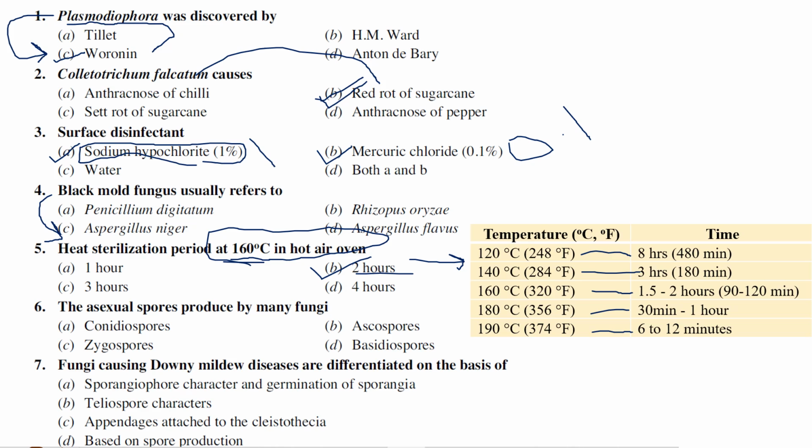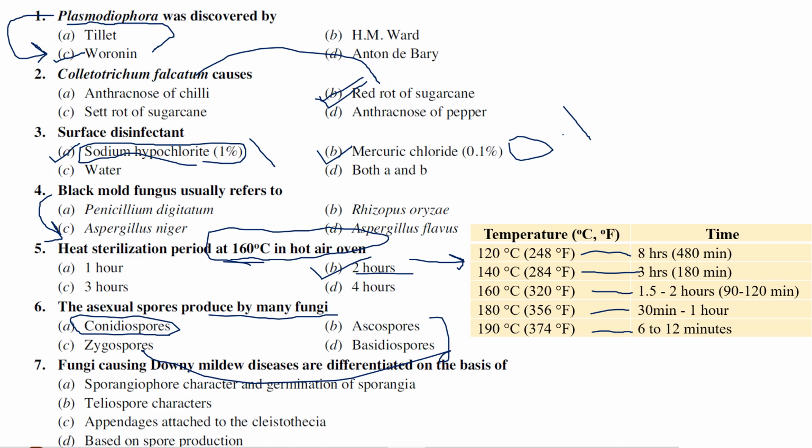The sixth one is the asexual spores produced by many fungi. What is the asexual spore that is actually produced by many kinds of fungi: conidiospores, ascospores, zygospore, basidiospore? Ascospore, basidiospore, and zygospore are the sexual spores, right? There is only one asexual spore, that is conidiospore. The majority of Ascomycota fungi can produce conidia as an asexual spore, and the Basidiomycota group of fungi also can produce conidia, right?